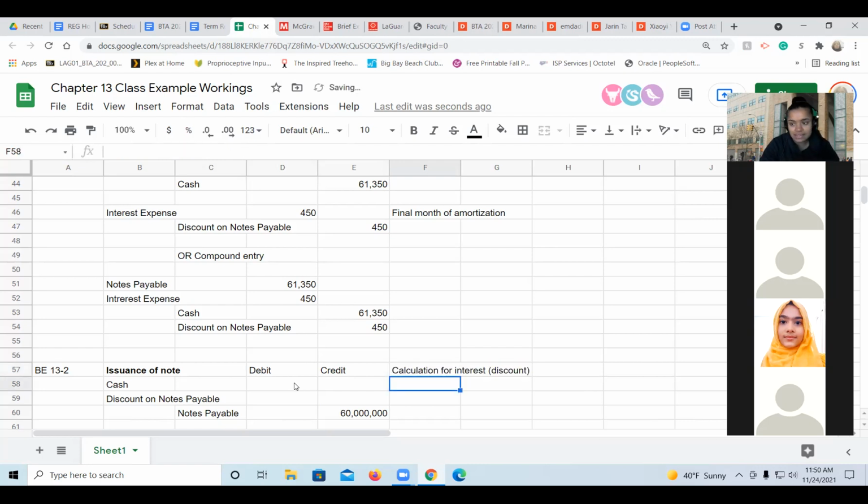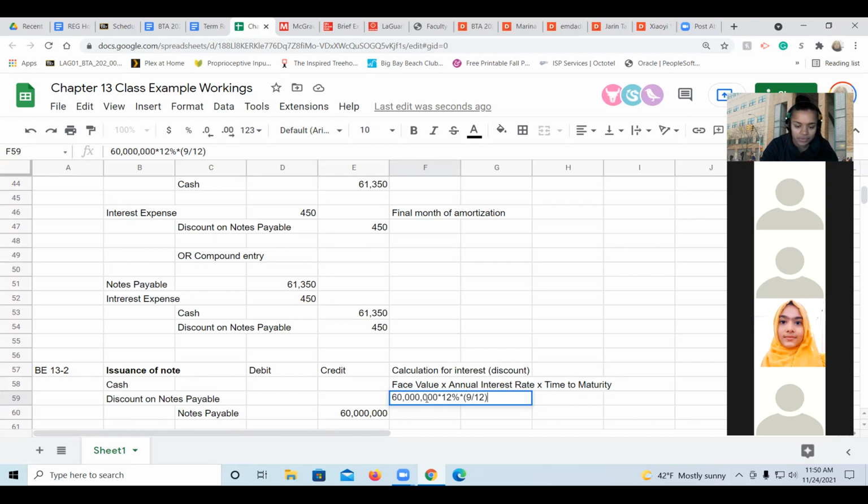How do we do that? It's the same idea. It's going to be the face value, just like what we said before, times the annual interest rate times the time to maturity. Face value multiplied by the annual interest rate multiplied by the time to maturity. So the face value is 60 million. And the interest rate was 12%, and the time to maturity is 9 months, okay? Because they told us it's a 9-month note, so it's 9/12.